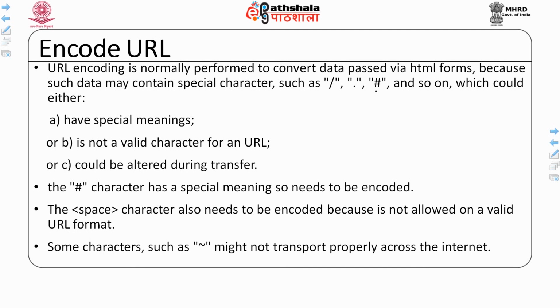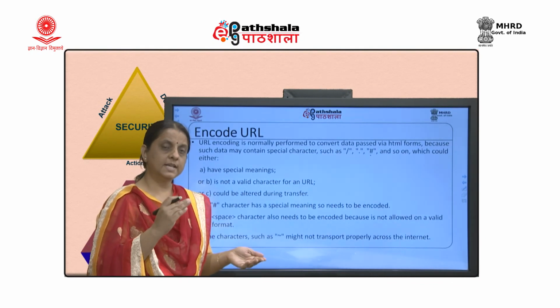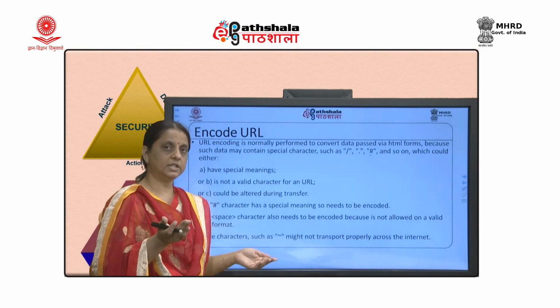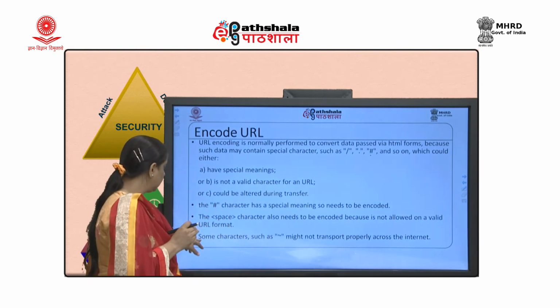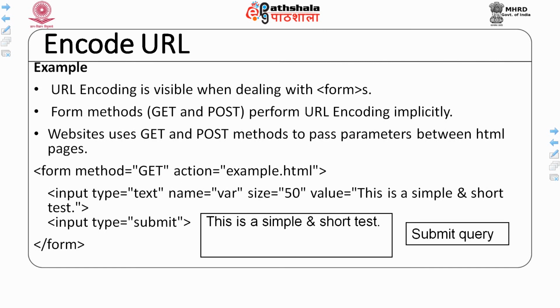The space character also needs to be encoded because it is not a part of a valid URL. When you are passing a URL and it contains a space, it would be termed an invalid URL, but if you still want the space to be part of the URL, you have to encode it. If you are confused by what I mean by encode, it simply means substituting another character for the space. Some characters such as tilde might not transport properly across the internet. So, URL encoding is visible when we are dealing with forms.